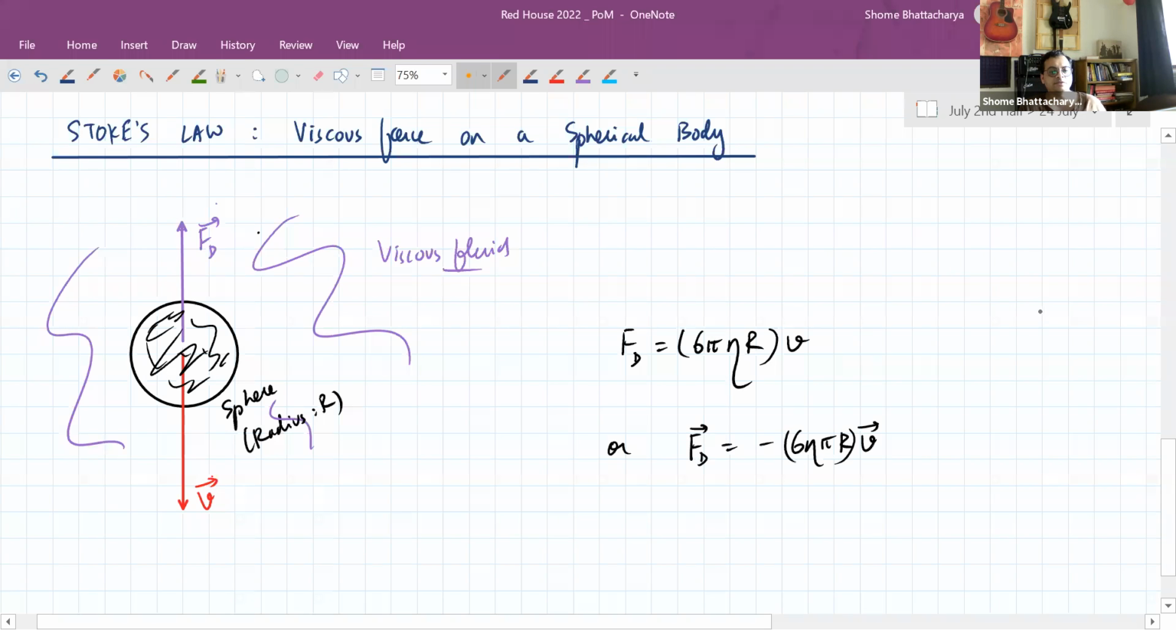So that constant that we were talking about earlier, over here, this is 6 pi R. And this is from experimental data again. There is no theoretical way to prove this. This comes from experimental analysis.